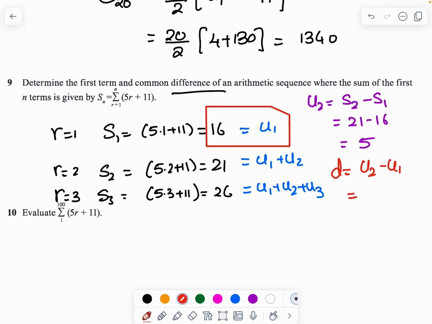So the common difference, now we got it. We have to find u2 minus u1, which is nothing but how much? Minus 11. But we need to be very careful over here. When I found s1, if I find s2, a small correction is needed over here. So let's do it once again clearly.